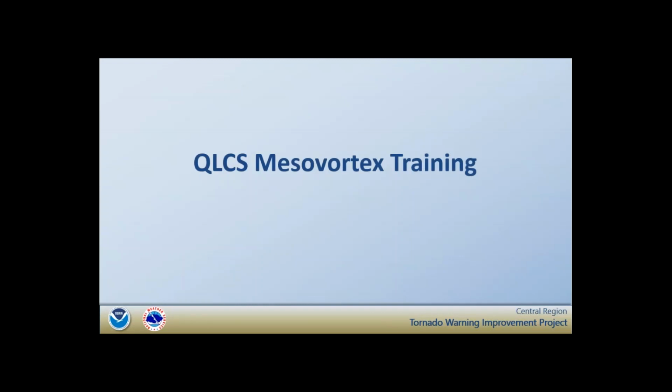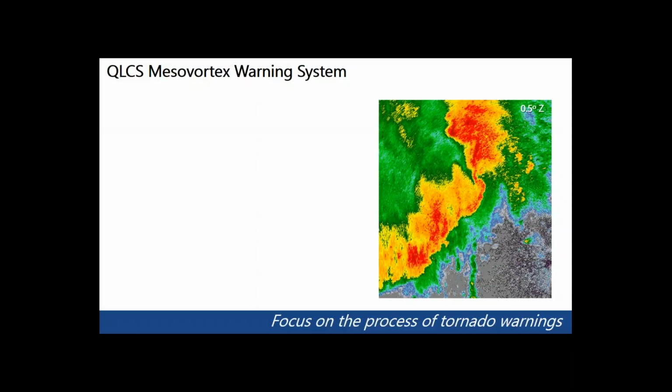So that is a summary for the supercell-based tornadogenesis series, but I also want to detail some of the new modules coming in the QLCS Mesovortex training series. Another one of the main goals of the TWIP was to detail the primary factors in the QLCS mesovortex warning system, as this ultimately aids in creating a more science-based and consistent process for these types of tornadoes.